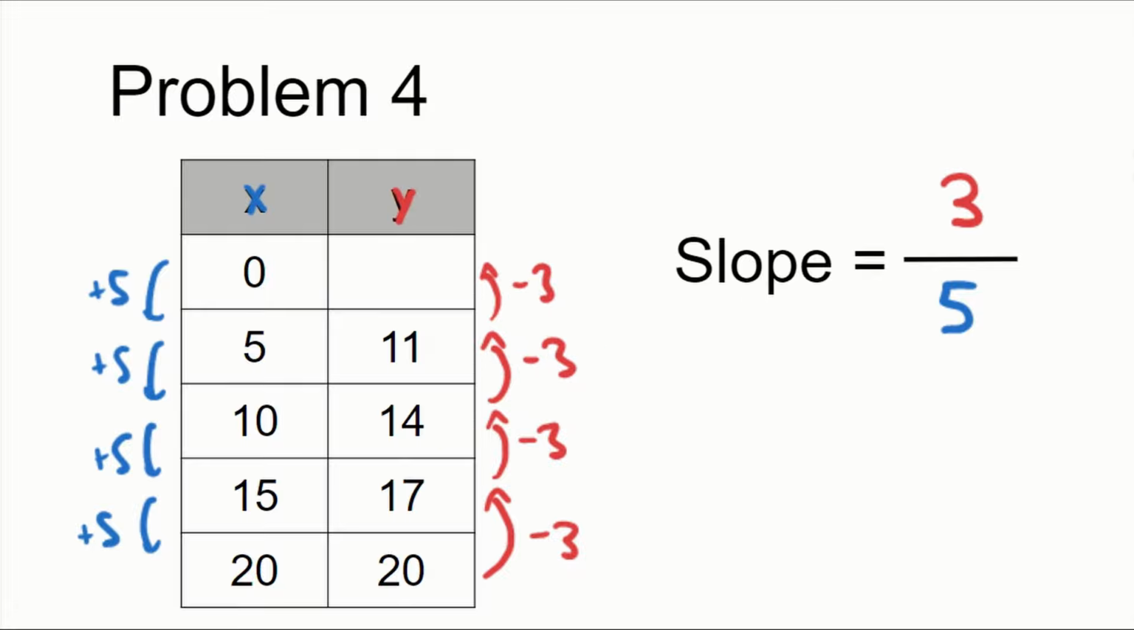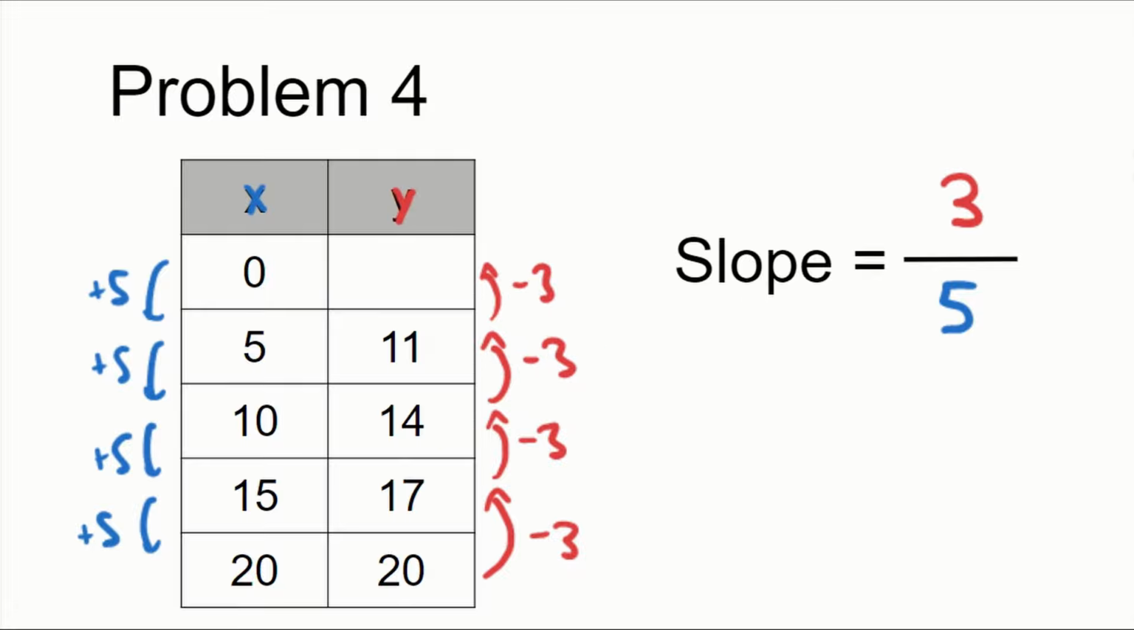Problem 5. Let's start off by finding the slope for this table. So looking at my y values, from 5 to 13, that's going to be a change of plus 8. From 13 to 21, that's going to be a change of plus 8. And from 21 to 29, that's going to be a change of plus 8. So the numerator for my slope is going to be 8.